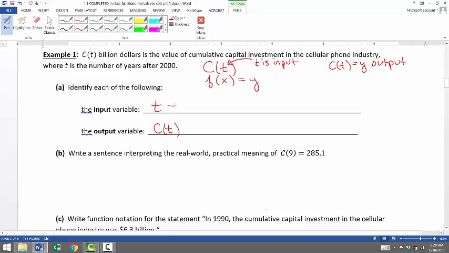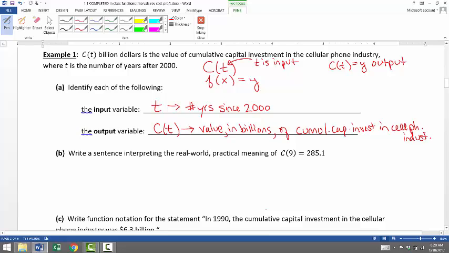And in this case, they told us T is the number of years since 2000. So if T equals 0, that means the year 2000. If T equals 1, that means the year 2001. C of T means the value in billions of the cumulative capital investment in cell phone industry. Just abbreviating all that mess there.